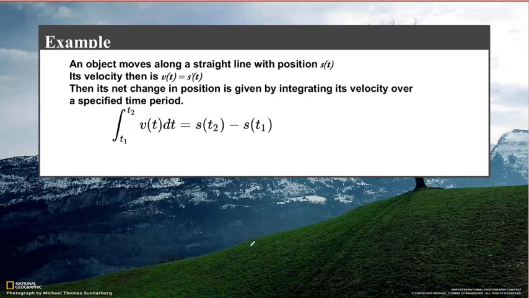So let's look at a quick example, and then I'll move into a more specific example. If an object moves along a straight line with position s(t), its velocity, we know, is s prime of t. So then, its net change in position is given by integrating its velocity over a specified time period from time 1 to time 2. So we integrate the velocity function, and that gives us the net change from the first position to the second position, or the final position.